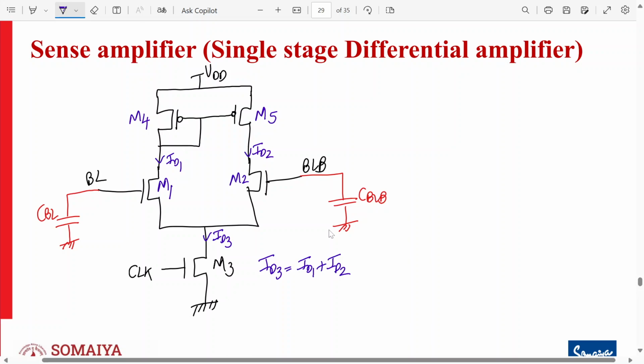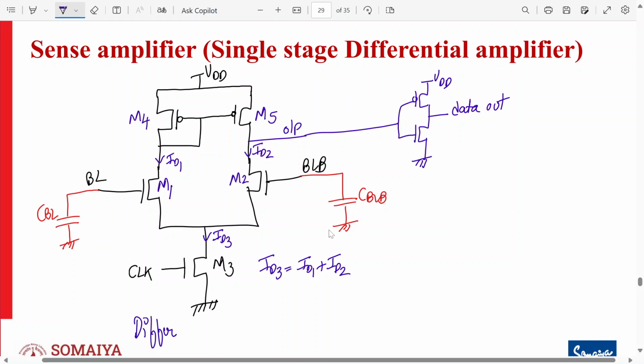Alright. And this is the output. It's further given to an inverter so that the logic is restored. So this is the data output. Okay, this is the sense amplifier. This is called a single stage differential current mirror sense amplifier.